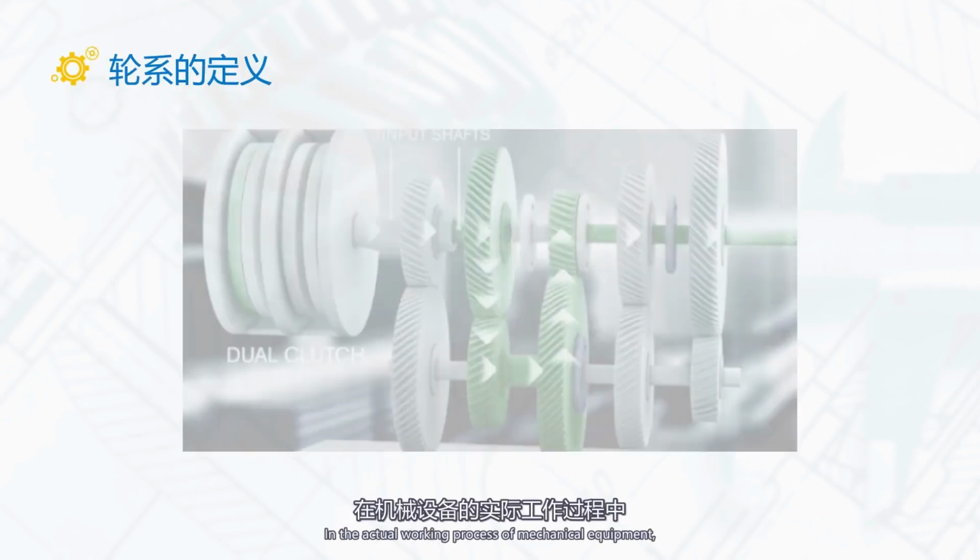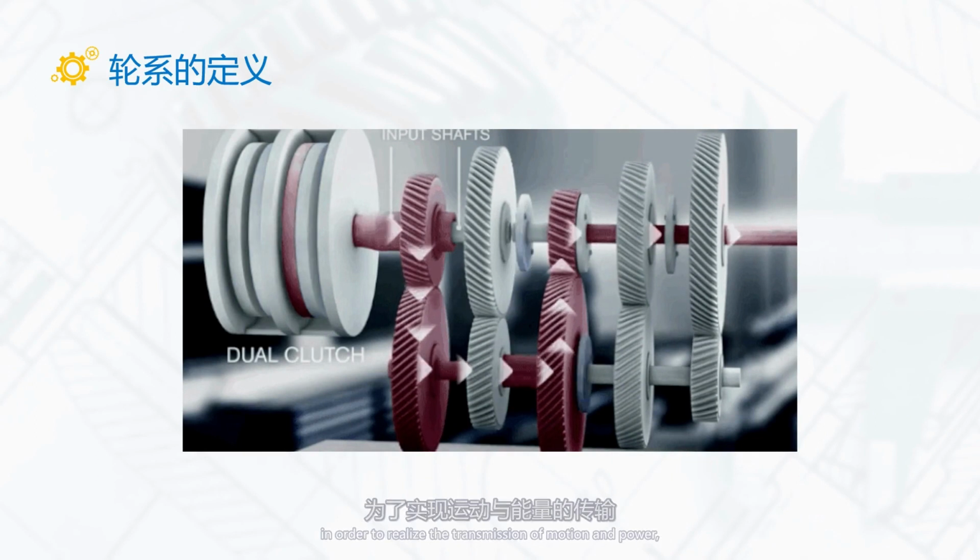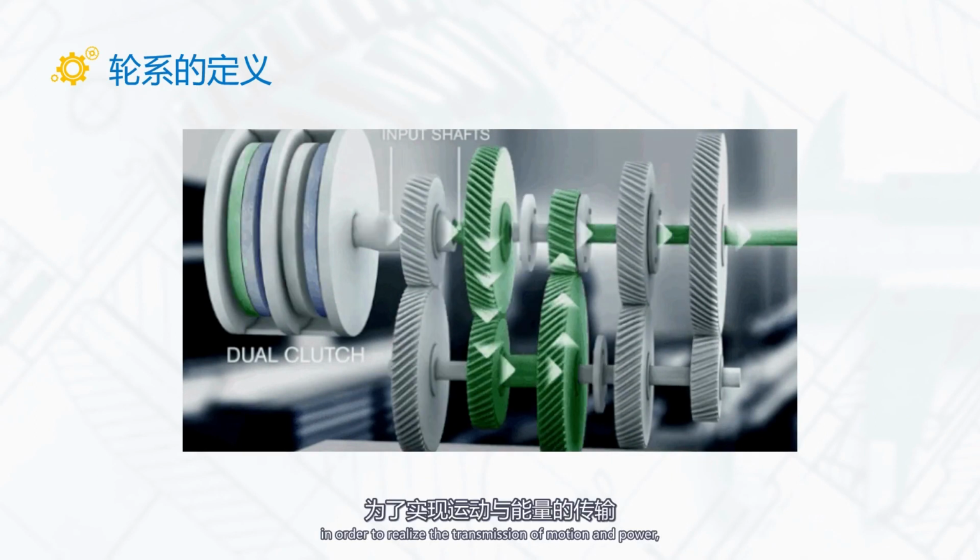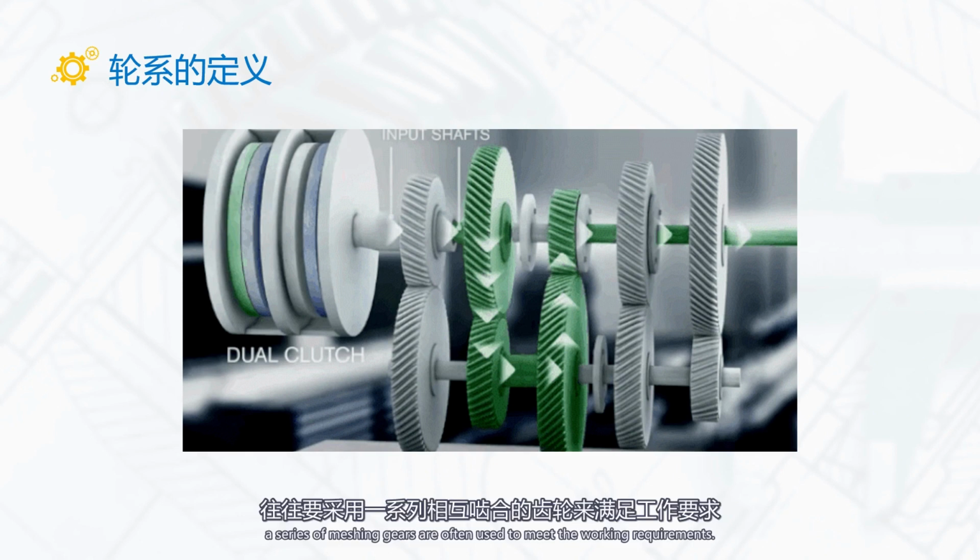In the actual working process of mechanical equipment, in order to realize the transmission of motion and power, a series of meshing gears are often used to meet the working requirements. Similar to the gear structure inside the mechanical watch and automobile gearbox, this transmission system, composed of a series of gears, is called a gear train.